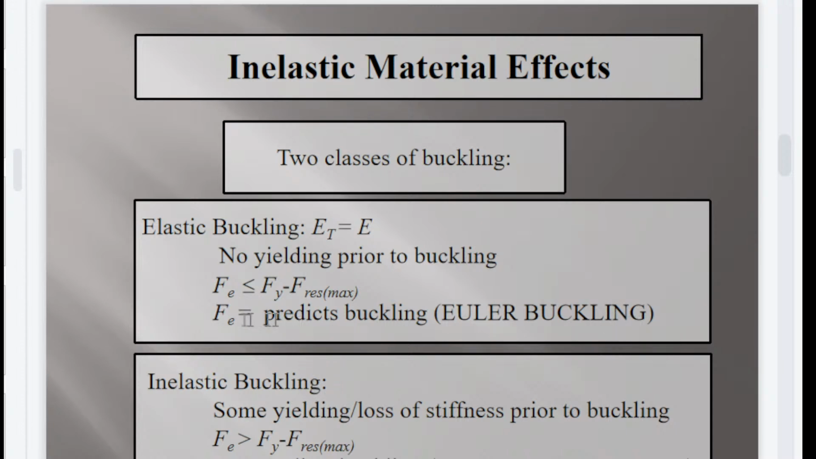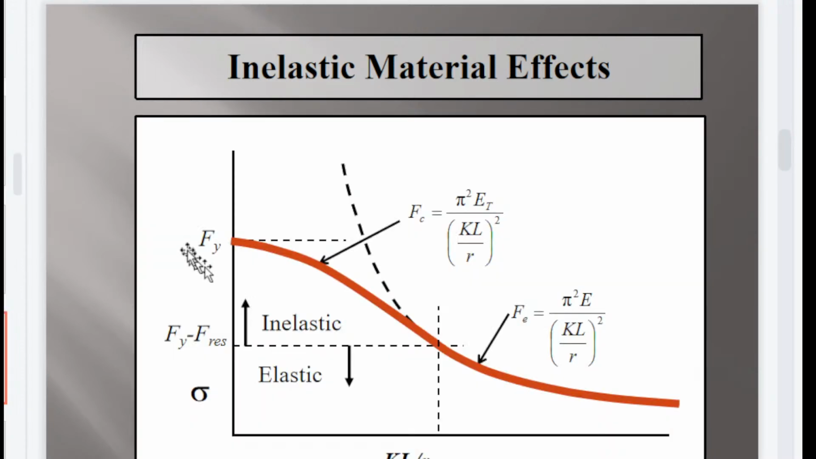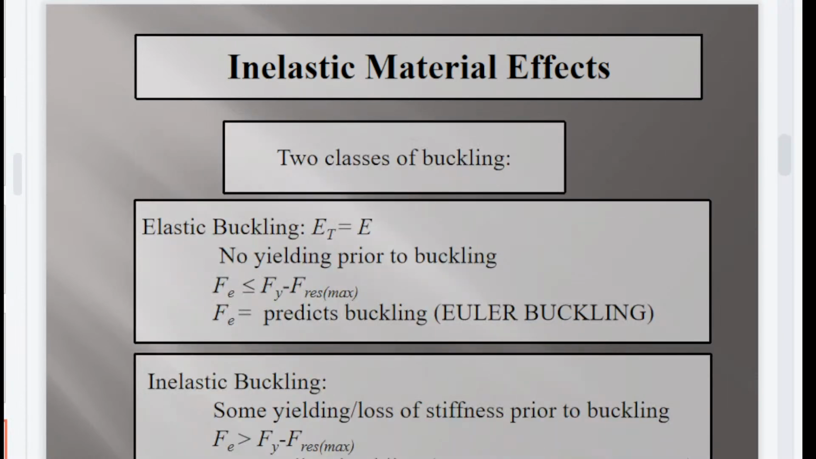But in inelastic buckling, above that, there is some yielding and loss of stiffness prior to buckling. So Euler stress is greater than Fy minus F residual. Therefore, Fc predicts, not Fe. So this is Fc and Fe. What can we say about that? Fc means inelastic Euler buckling, while Fe is Euler buckling.